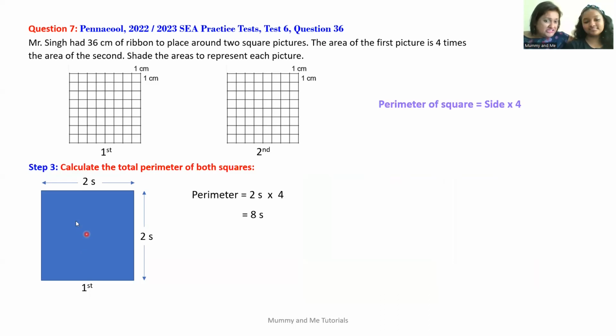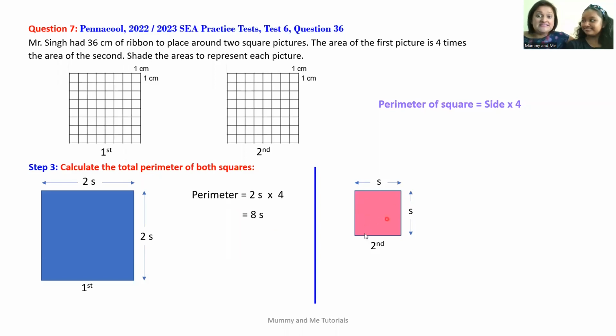Let's look at the larger square first. What's the formula for perimeter? The perimeter of a square is equal to side multiplied by 4. And remember, guys, learn that off by heart. Since one side of the larger square equals 2S, the perimeter is equal to 2S multiplied by 4 sides, and we will get 8S. And now we have the smaller picture frame, or picture.